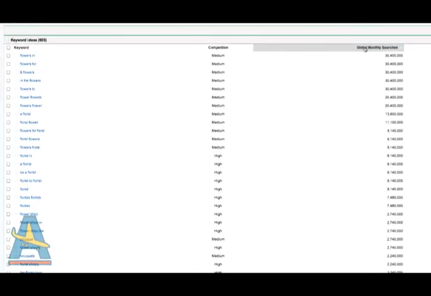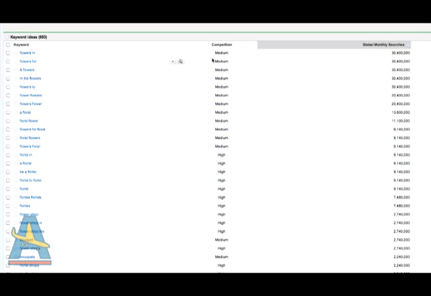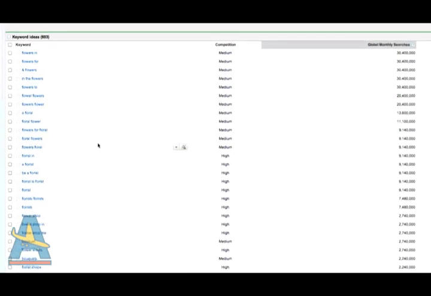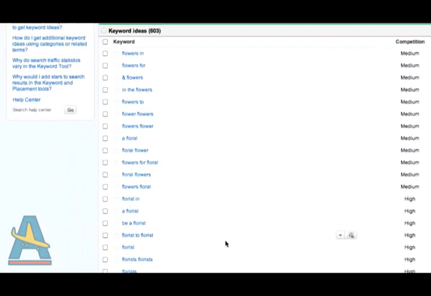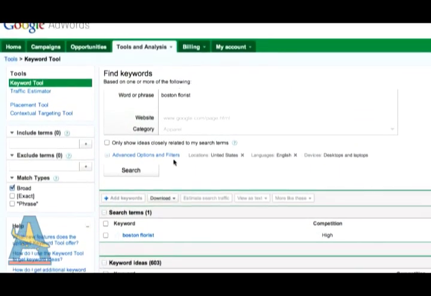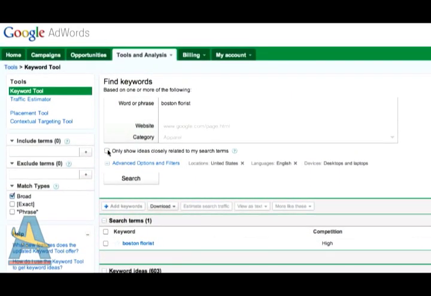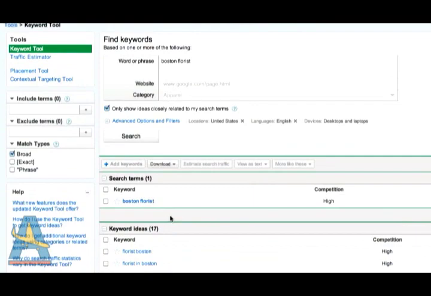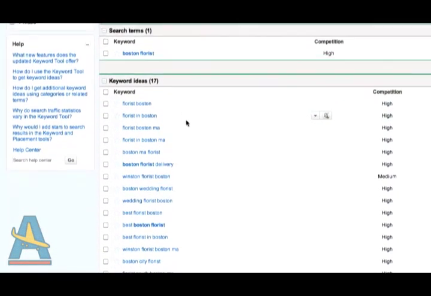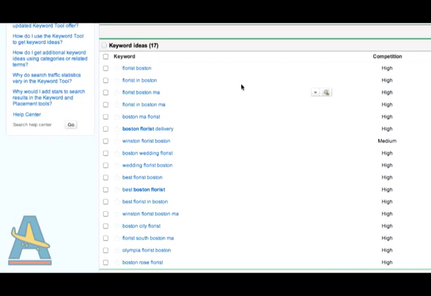One can do a few things from here. For instance, you can order the list according to the number of searches. Wow! Approximately 30 million people around the world look up the terms flowers in, flowers for, and flowers, and so on. But that's not going to do us much good, as this is far too general. However, we can scroll down this list and look for terms that are more targeted towards our business. I would say in our case, Boston is a must-have in the search term. So let's go back up here and select Only Show Ideas Closely Related to My Search Terms. There we go.